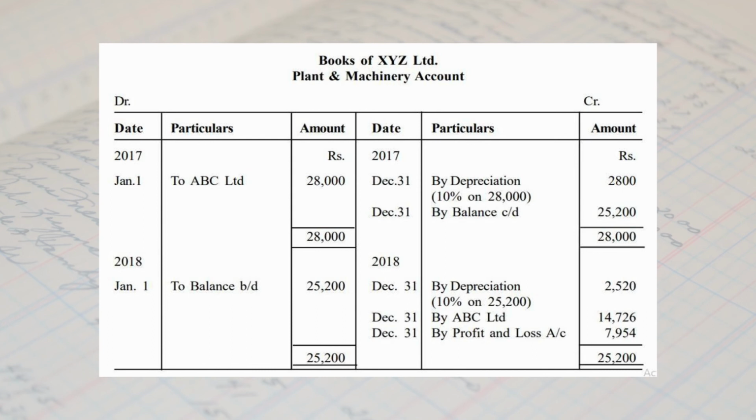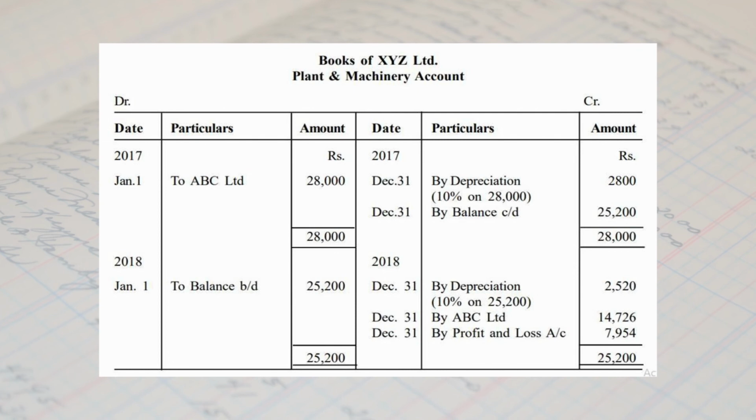So by depreciation at the rate of 10%, that is 2,520. Here in case of default, the journal entry was ABC Limited account debit to plant and machine. So in the plant and machine account, by ABC Limited 14,726, which we have already determined in the ABC Limited account. By profit and loss, this is 7,954. This is the balancing figure. So the total is 25,200 on both sides.